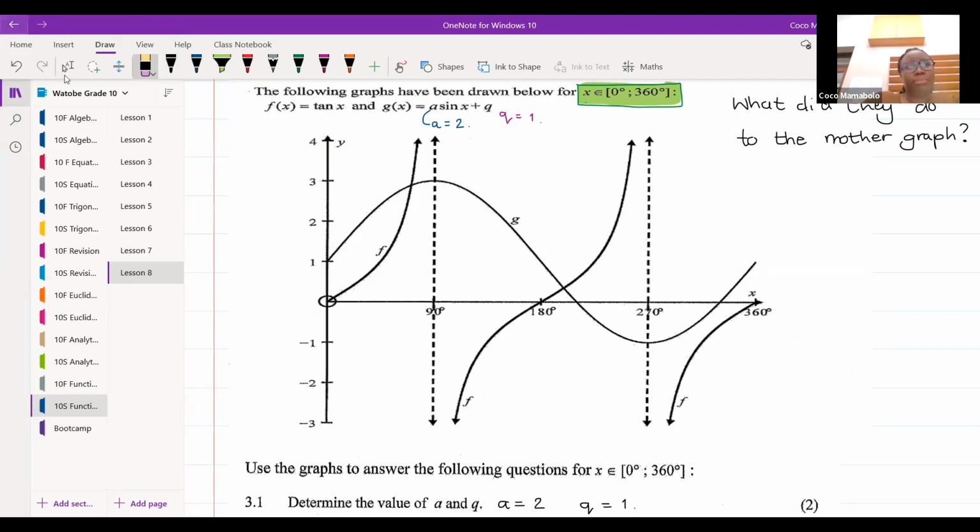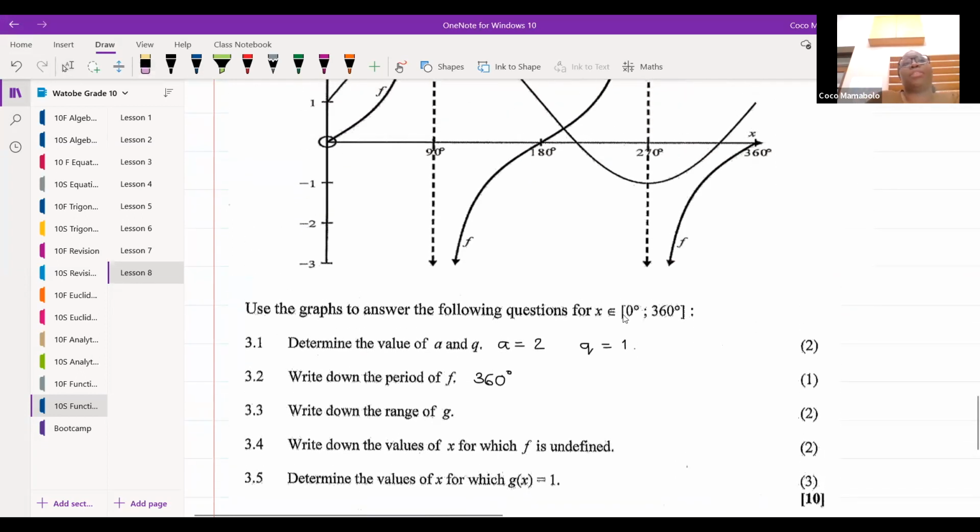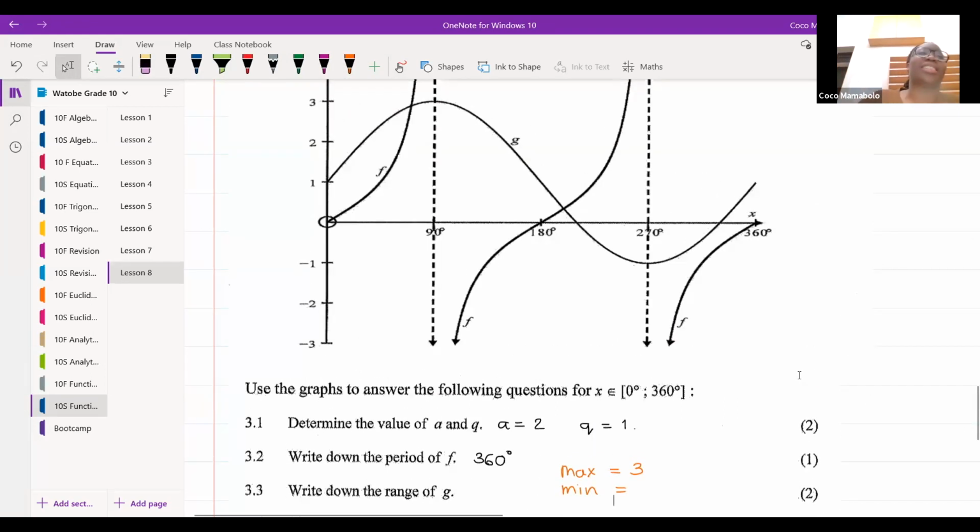Anna is saying that the max value is 3. Good. So Anna's already given us one piece of information: our max value is 3. What is our minimum value, guys? What is the minimum value of the graph? Anna, you can't answer every question. Give other children a chance. Okay, good. It's -1. It's okay, Vasili, I'm just kidding. Minimum is -1.